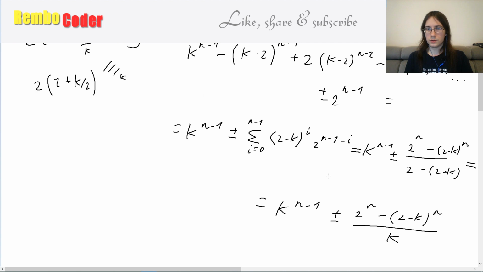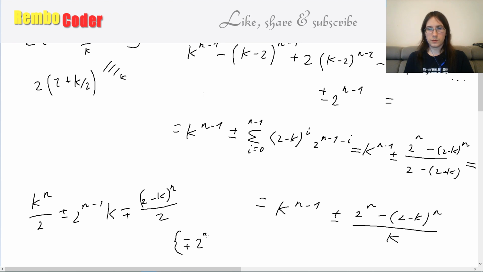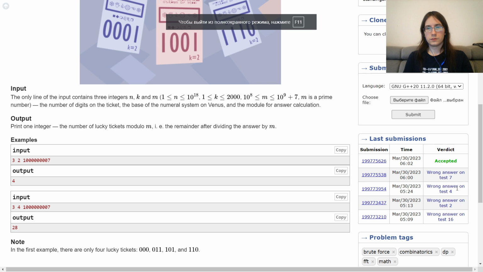If you sum up all such expressions for every remainder from 0 to k over 2, you'll get that times k over 2, which is k to the n over 2 plus minus 2 to the power of n minus 1 times (k minus plus 2 minus k) to the power of n over 2. And then, of course, minus plus 2 to the power of n minus 1 times the GCD between n minus 2 and k over 2. And that's the solution. Let's look at the implementation.